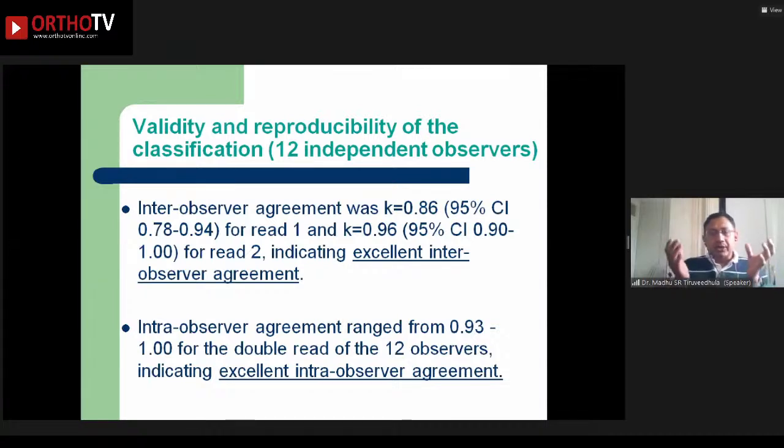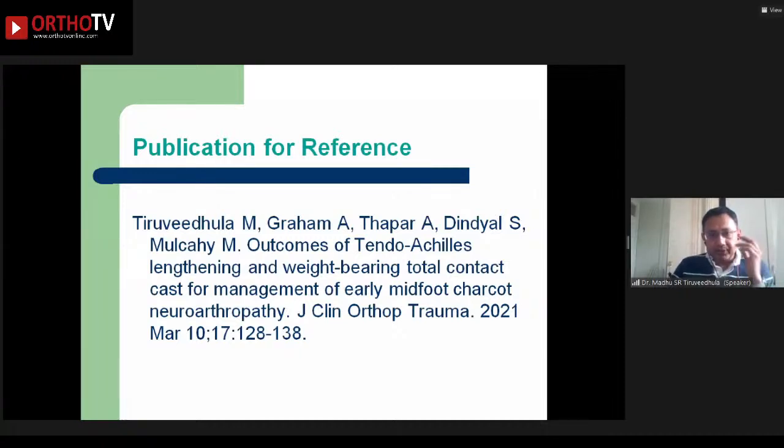So again, we want to check whether the classification system, what you described, is a valid one. So we gave it to 12 people: three or four orthopedic consultants, radiologists, podiatrists who work with us, a medical consultant, and a vascular consultant, because these are part of the MDT. So I gave 10 slides at two settings and asked them to grade them. And these are our results based on the grading. As you can see, both the inter-observer and intra-observer agreement is quite good and is excellent. So this has been published in the May journal of the JCOT.